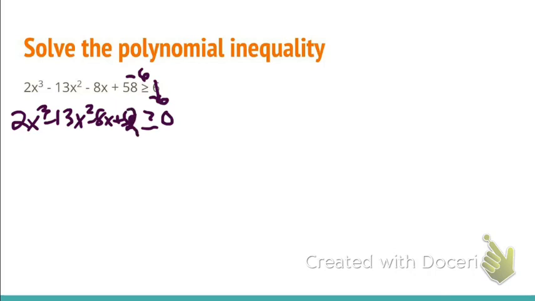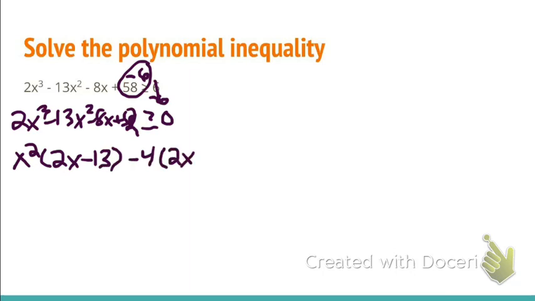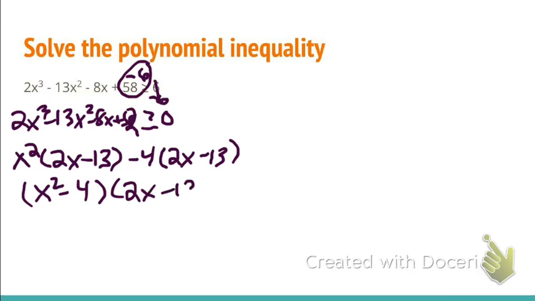Sorry, 52. Because it's 58 minus 6. We're going to factor by grouping by pulling out an x squared. And we get 2x minus 13. And then in the last two terms, pull out a negative 4. And we get 2x minus 13. Factor further, and you get x squared minus 4 times 2x minus 13.